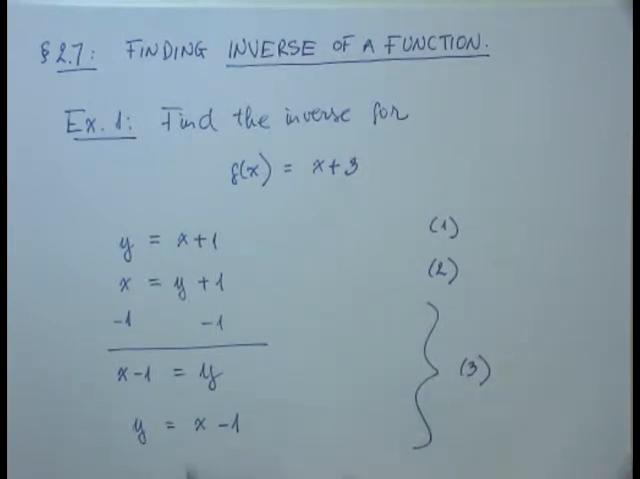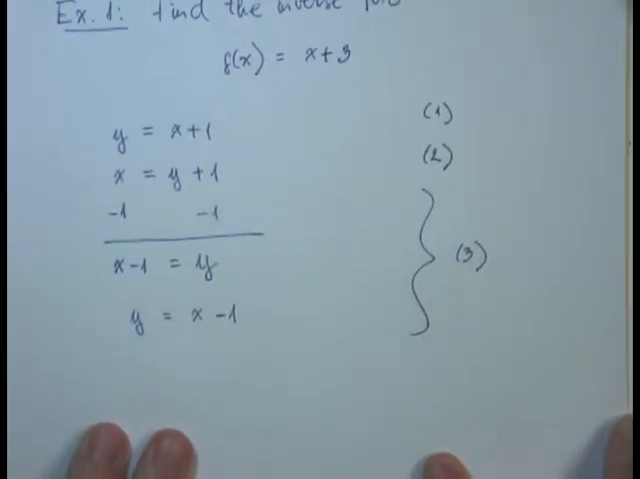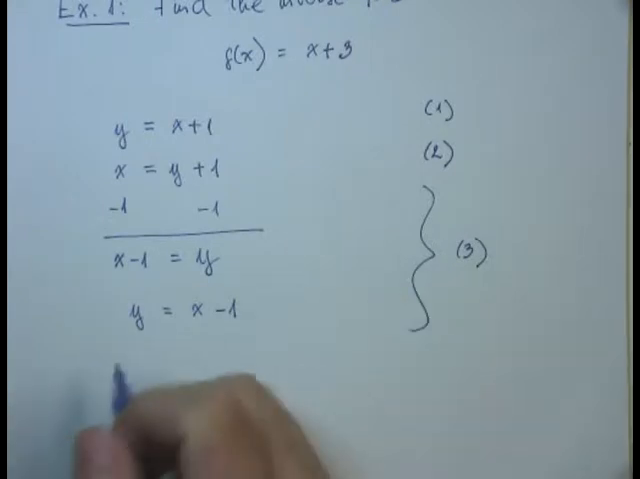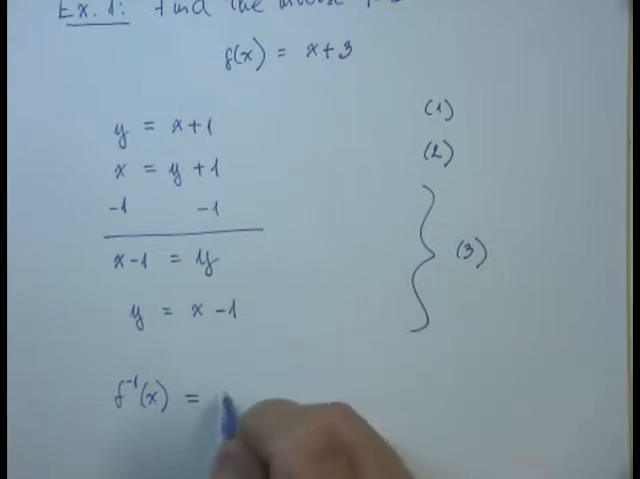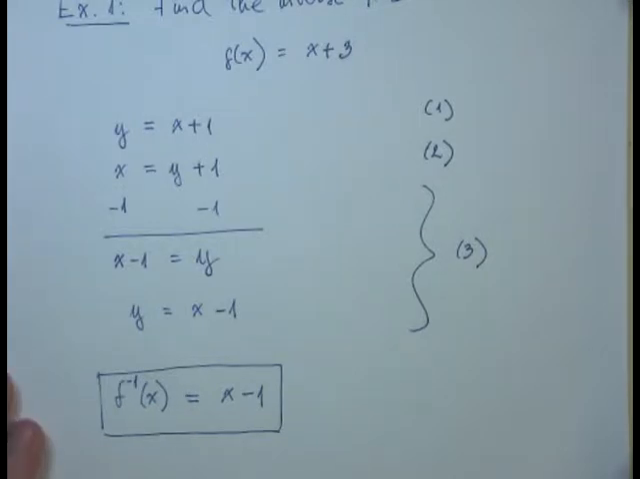At this point, after we solve for y, I'm seeing that there's only one expression for y. I have found only one expression for y, so that means the function does have an inverse. The last step is to decide what the inverse is. As a notation, f to the minus 1 power of x, so f inverse of x is assigned to be the function x minus 3 in this problem. And that's how we find the inverse. So that is example 1.